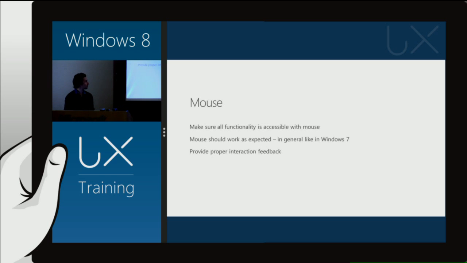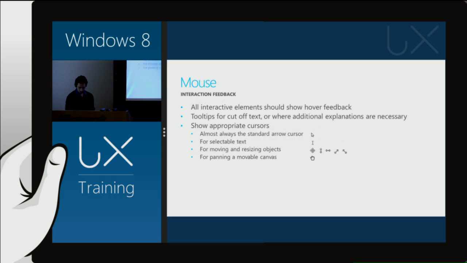Again, with mouse, you still have to think about the right interaction feedback. So let's talk about the feedback. It's very similar to touch. Make sure interactive elements show hover feedback in this case, and also down feedback. When you're hovering around with mouse, that's a way to see, is this something I can click on to do something or not? So make sure that you show appropriate hover feedback, whether it's a little highlight or color change.